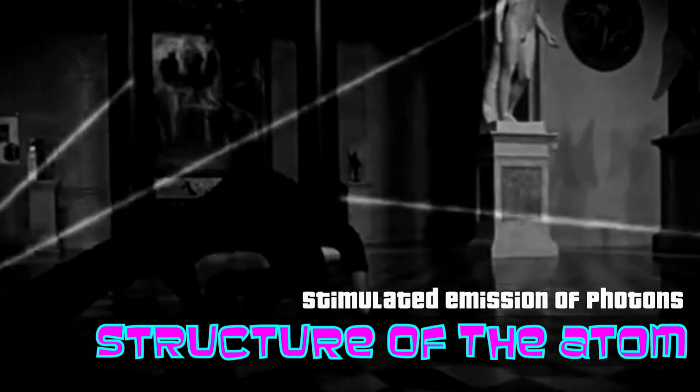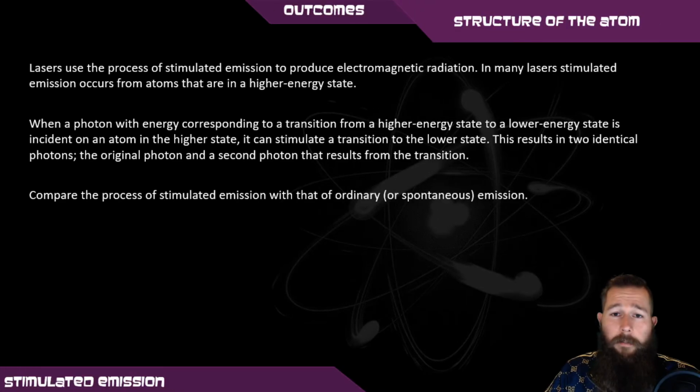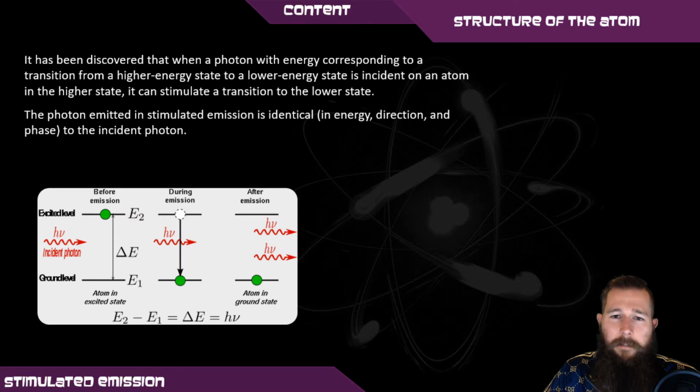Stimulated emission of photons. In this video we'll cover the stimulated emission of photons and also lasers. It has been discovered that when a photon is incident on a material and that photon has the energy that corresponds to a transition from a higher energy level to a lower one, the photon can actually stimulate the emission in that it forces it to that ground state. The photon that was incident still exists, but a new photon is created because of that transition to the ground state. So what this results in is two photons, both have the same energy, same direction, and same phase.